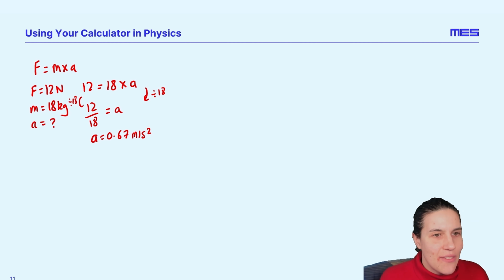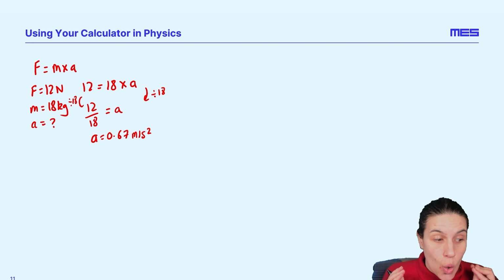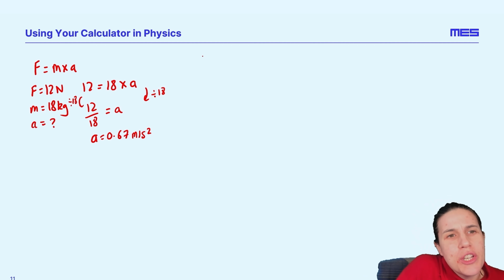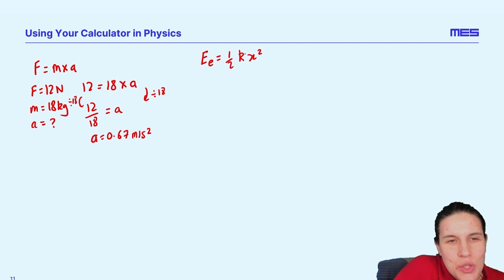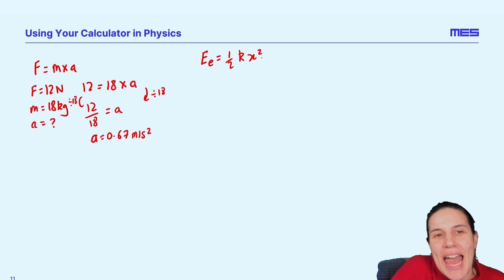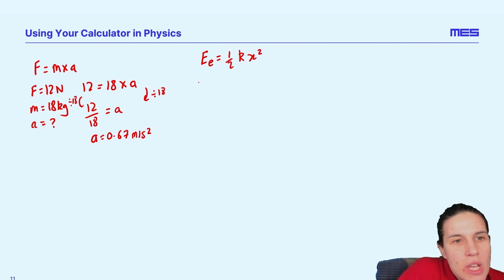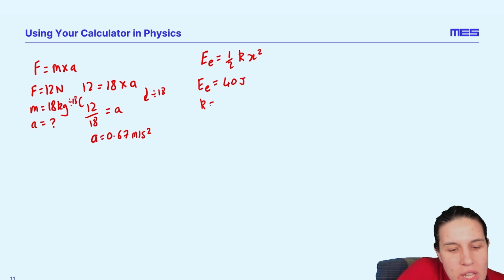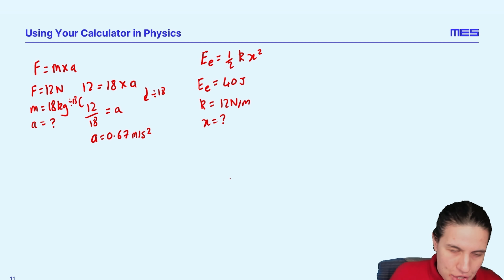Right, let's have a look now using the answer button because that's also changed. So we're going to look at the equation for elastic potential energy, which is a half kx squared, where k is the spring constant and x is the extension. So we're going to imagine that we're actually looking for the extension this time. The elastic potential energy stored is going to be 40 joules. The spring constant is going to be 12 newtons per meter. And I'm looking for the extension, okay?